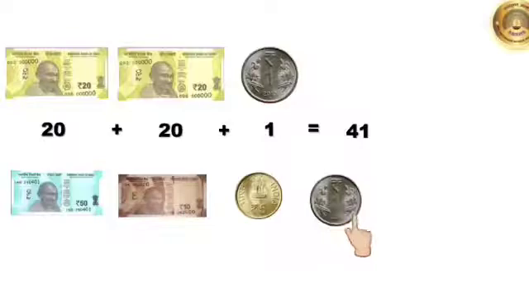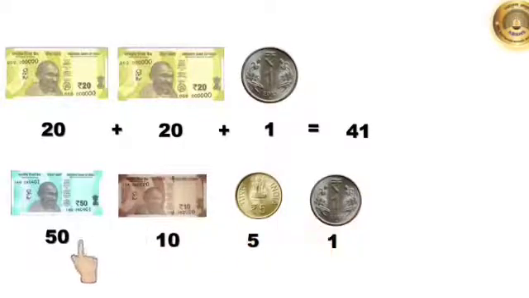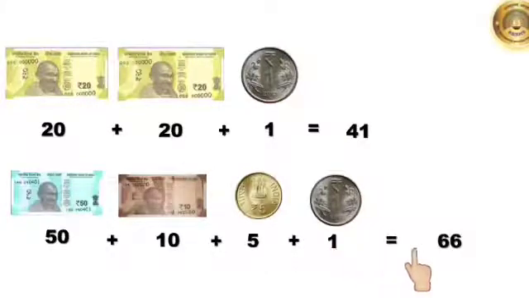Like that, my friend has a 50 rupees note, a 10 rupees note, a 5 rupees coin and a 1 rupee coin. So tell me, children, how much money does my friend have? Let us count. 50 plus 10 is 60, plus 5 is 65, and 1 is 66. Then the total money my friend has is 66 rupees. So children, like that you can calculate any amount of money which you have or have to calculate.